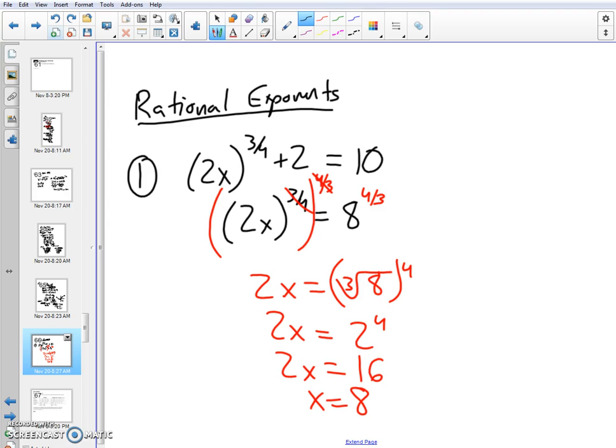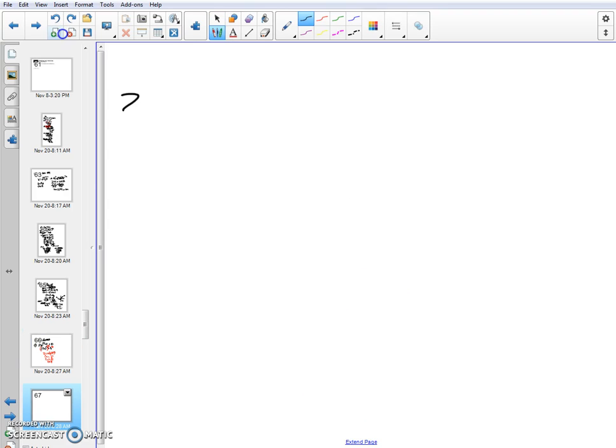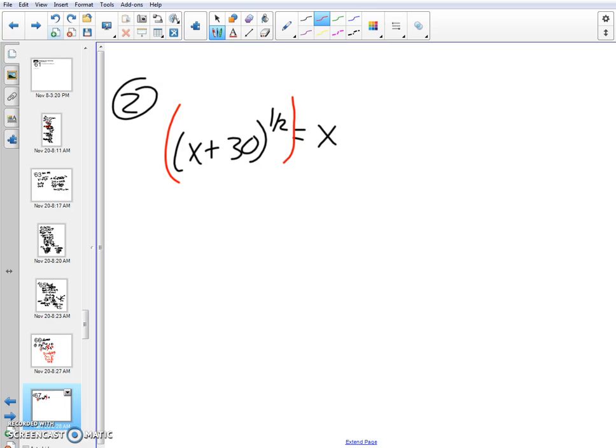Alright, let's try another one here then. So we have x plus 30 to the 1/2 equals x. So this is kind of a combination of the last two things we've done here. So I have a rational exponent, but I also have x in two different places. So we're going to start by raising it to the reciprocal power. The reciprocal of 1/2 is just 2 over 1, or 2.